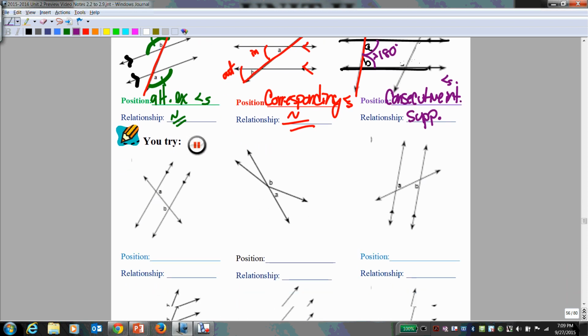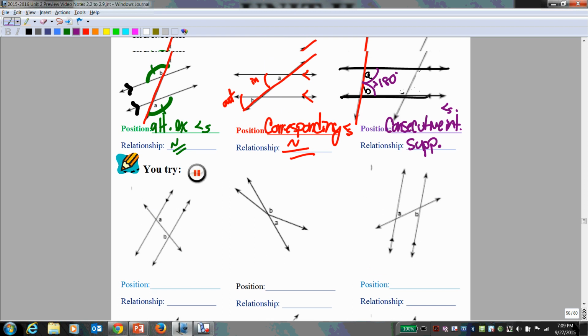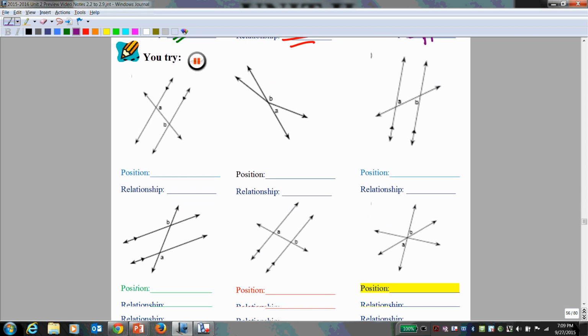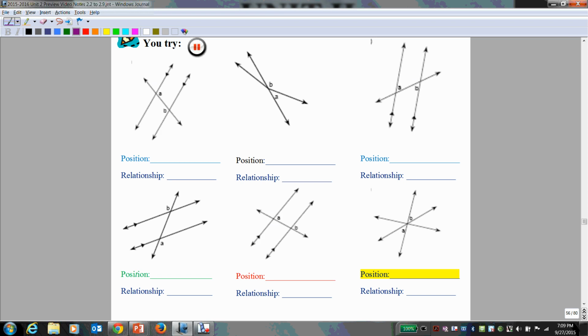So in the next 6, I would like you to sweep them, describe their position and then their relationship. And all of these are either going to be congruent or supplementary. Do this page yourself. Pause. Welcome back. Let's see how you did.